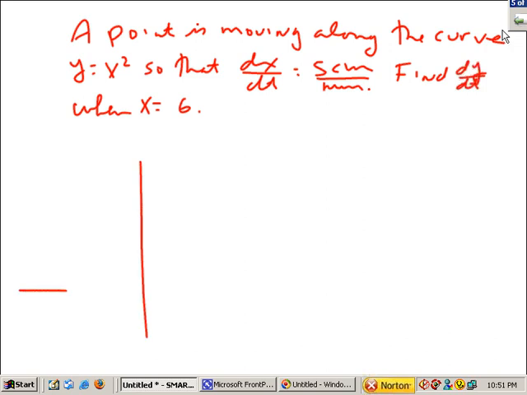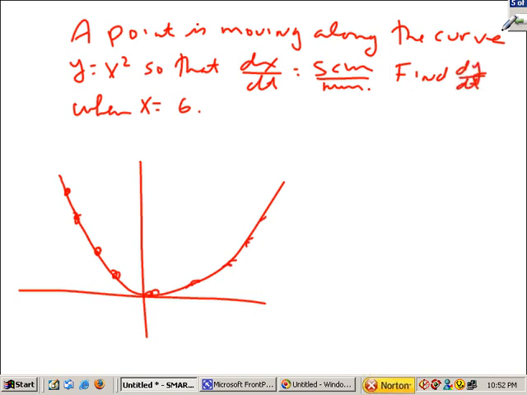We have a graph, y equals x squared. And this point keeps moving along the graph. And it's not moving any old way. There's a very specific way that this point is moving. It's moving in a way so that dx/dt is 5 centimeters per second. Now, what does that mean?